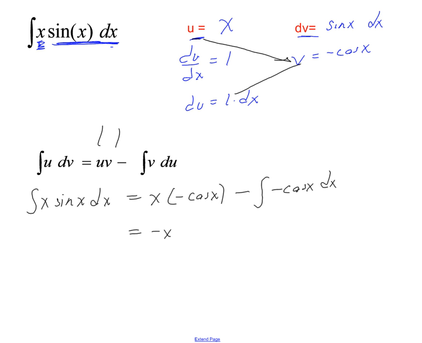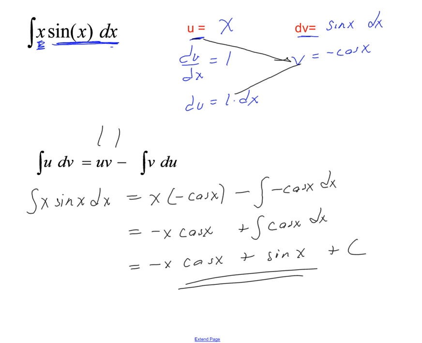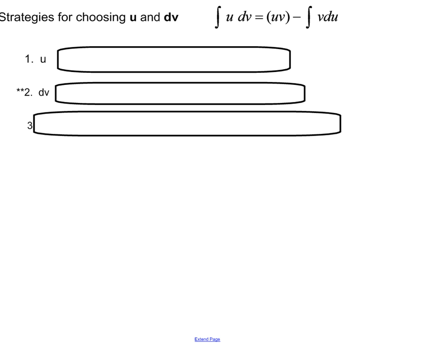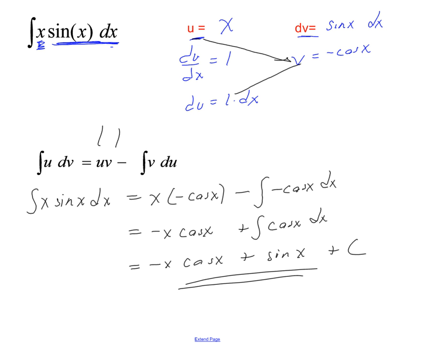So I have negative x cosine x plus the integral of cosine x dx. That I can integrate. So we have negative x cosine x. The antiderivative of cosine x is the sine of x plus c. And again, the idea is if you take the derivative of this, I have to get back to what we started with. Let's go back, just to give you a chance to copy that one down.